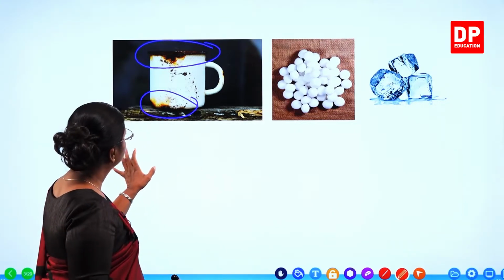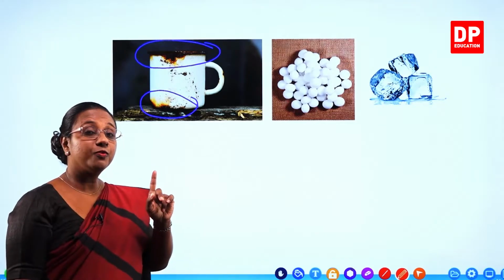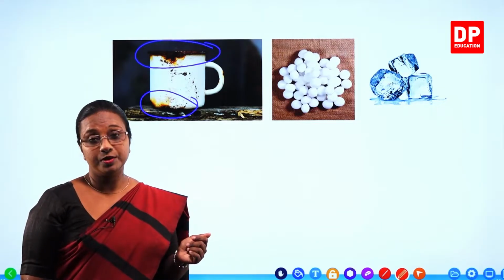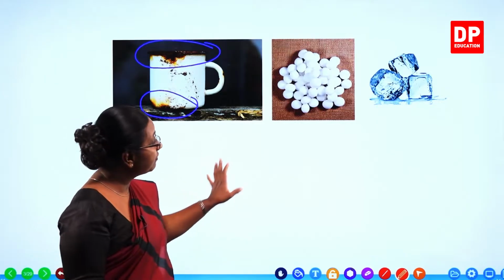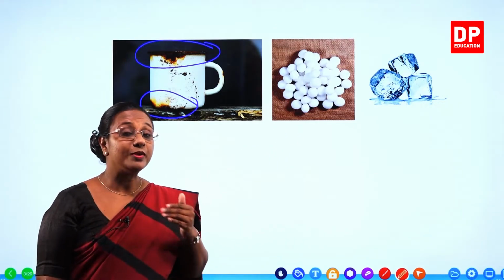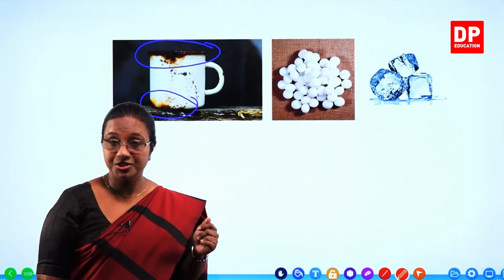But here, you can see the iron rusting. There, of course, different substances are formed. So, you can understand this change is different from the other two changes. That is where we will be discussing chemical changes and physical changes.